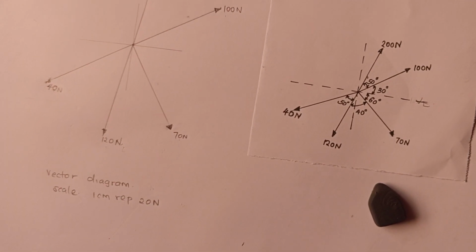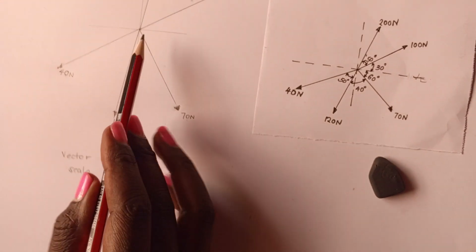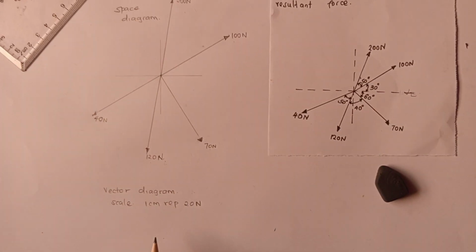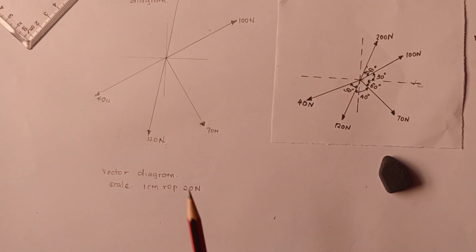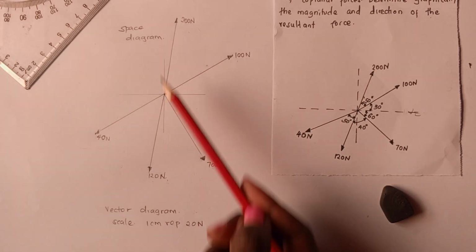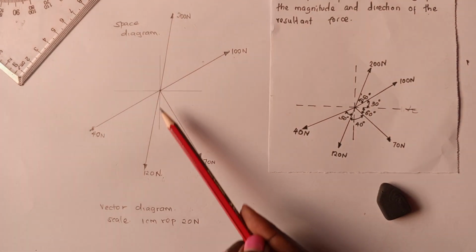Now, you choose a point. Remember, we are going to draw from a point a line parallel to this. So you have the angles like they are. And another alternative, remember the 200 Newton force and 120 Newton force are in line. So they are tensional forces.